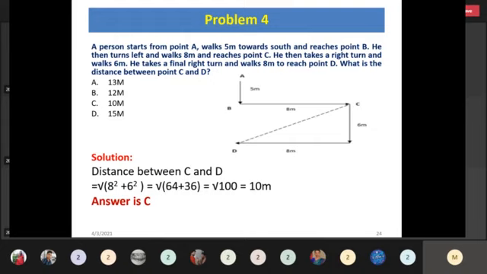Distance between C and D. The distance they are asking is the hypotenuse. So the hypotenuse is equal to the square root of the sum of the squares of the other sides. For example, 8 square plus 6 square is equal to the square root of the sum of 64 plus 36, which is equal to the square root of 100, which is equal to 10 meters. So the answer is C.